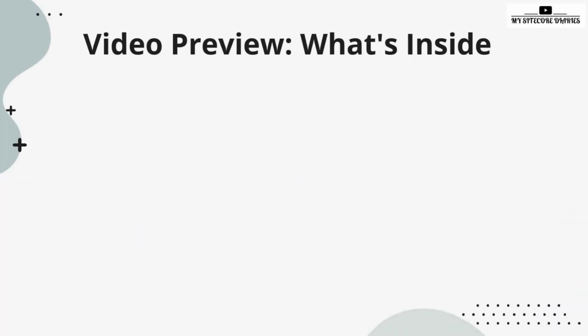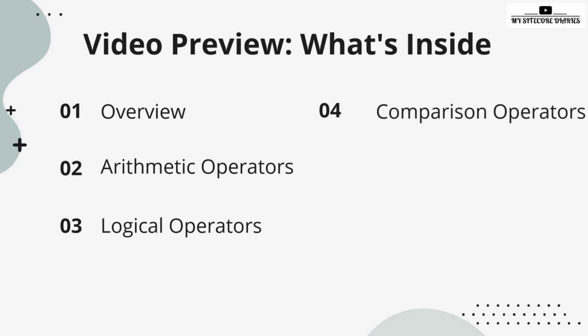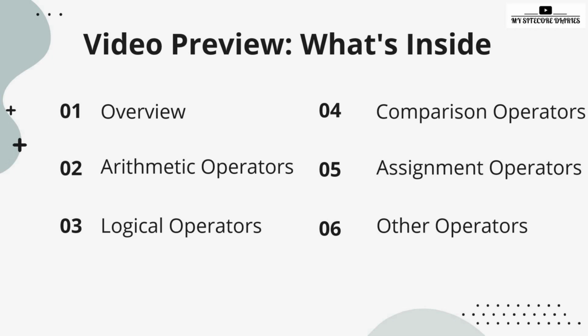Now let's see the preview of the video, what's inside this video. First, we will see the overview of the operators. What are the different types of operators we have? Then we will see how we can perform arithmetic operations using arithmetic operators. After that, we will see logical operators, how we can compare in C Sharp. For that, we have comparison operators. Then we have the assignment operators, which can help you to manipulate the variables. And at the end, we will see what other operators we have. So let's start today's topic.